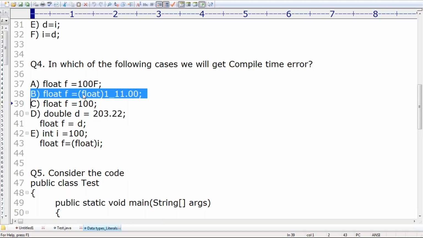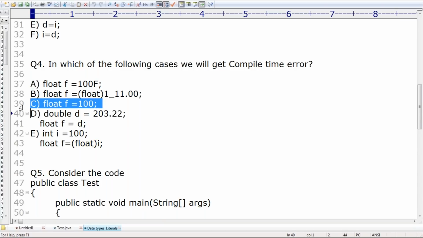Float f is equal to float of 1_11.00. By default, what type is 1_11.00? This is double type. Is double to float typecasting required or not? Yes, I did typecasting, sir, no problem at all. That's why we won't get any compile time error.